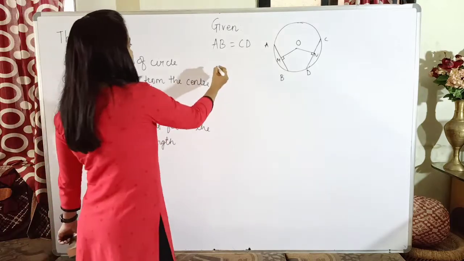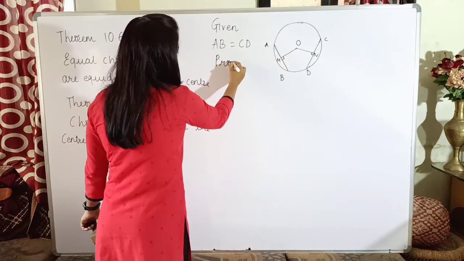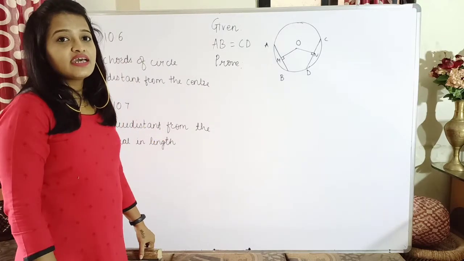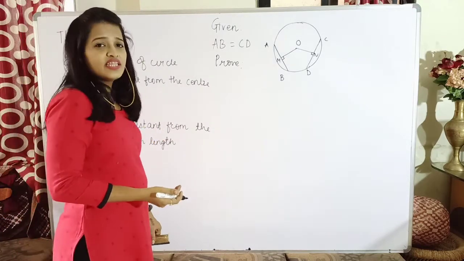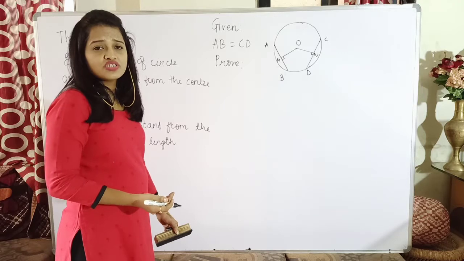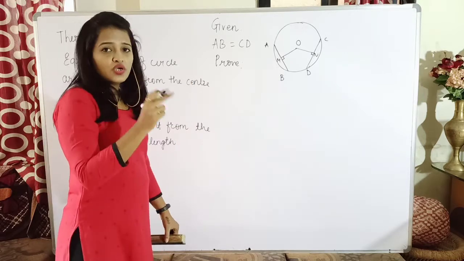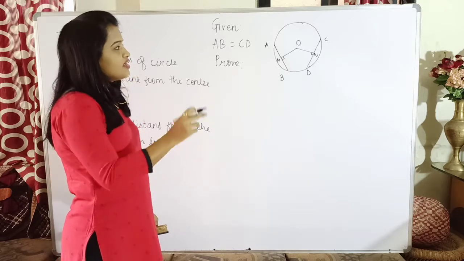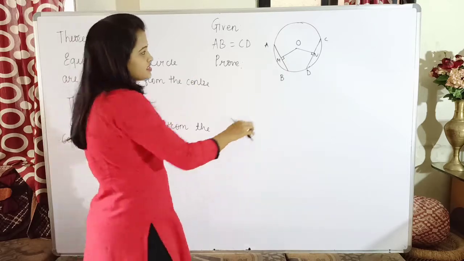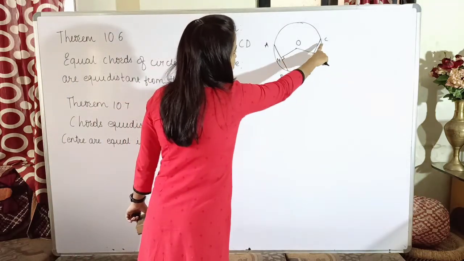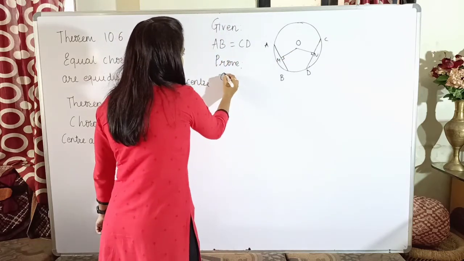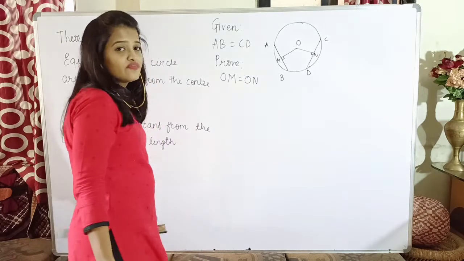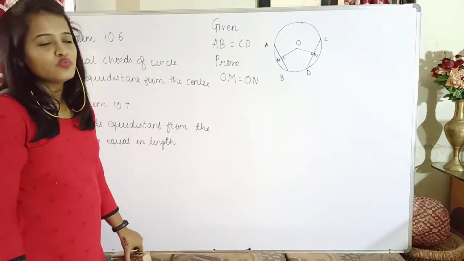So then what is our proof? If the chords are equal, that means they are at equal distance. Now which length will tell me the distance of the chords from the center? For AB, OM is the length which tells me how far AB is from O. Similarly for CD, ON is the distance which tells me how far CD is from O. So I have to show OM equals ON if I have to show they are at equal distance.